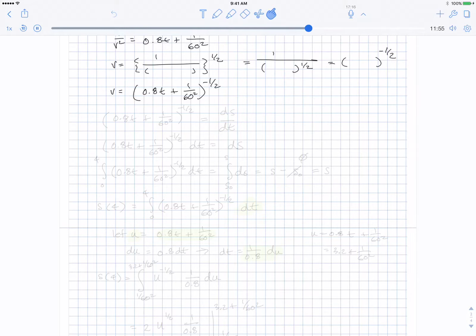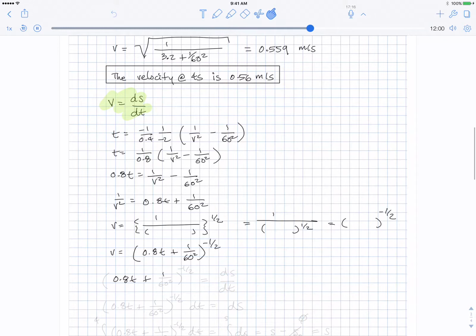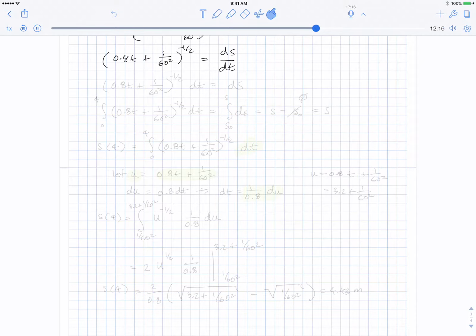And remember, we're using this relationship here. So let's just write that all out again. So 0.8t plus 1 over 60 squared, all that stuff to the minus 1/2 power equals ds/dt. We can now separate the variables, put all the t's on one side, all the s's on the other side. So we have 0.8t plus 1 over 60 squared to the minus 1/2 dt equals ds. Integrate that from 0 to 4 seconds.